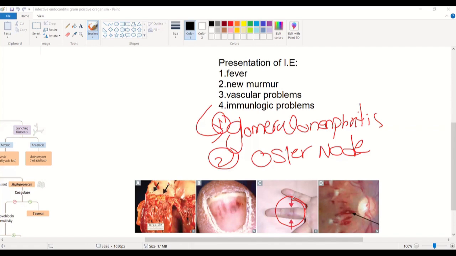And this one is Roth spot. Roth spots are basically retinal hemorrhages, and there is a pale center. This one is the pale center, right? So this is Roth spot, right?